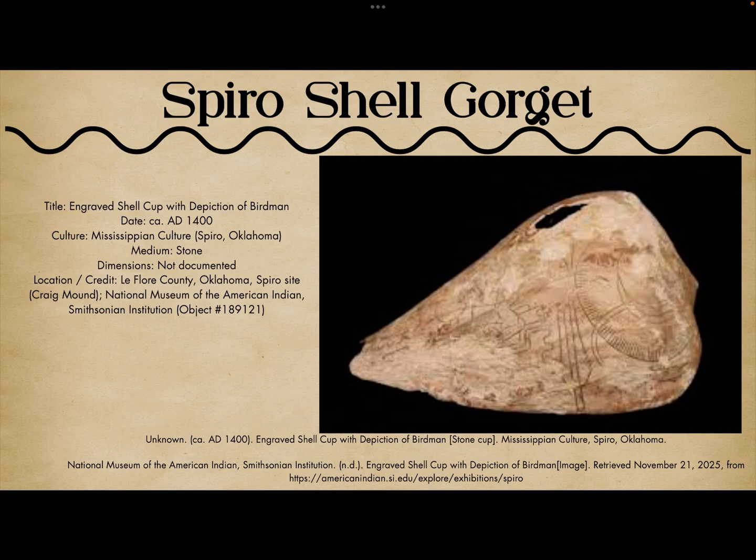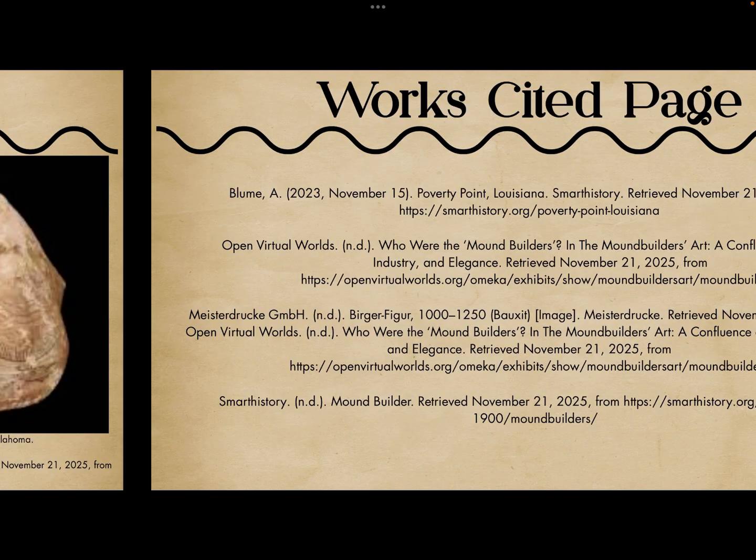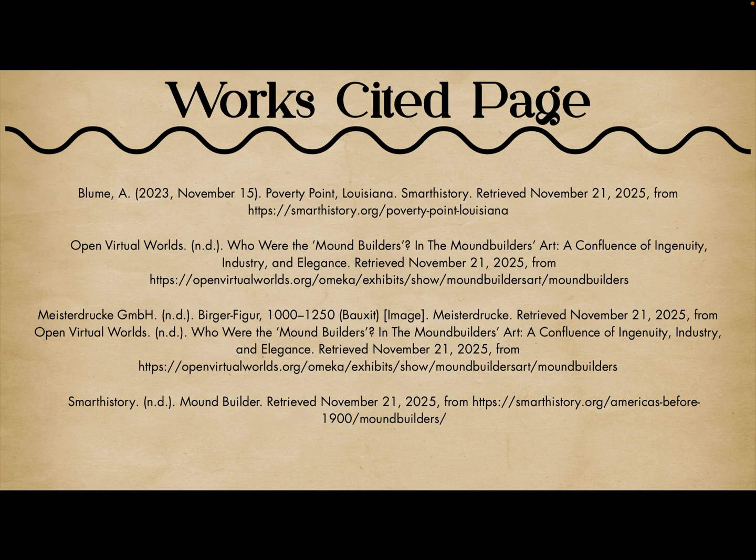And then this is a spiral shell engraving. This engraved shell from Spiro demonstrates intricate iconography and exceptional craftsmanship. The shell objects were highly valued, traveled long distances through trade, and were central to elite ceremonial life. They reflect the widespread cultural and religious connections across the Mississippian sites. And then here is my works cited page.